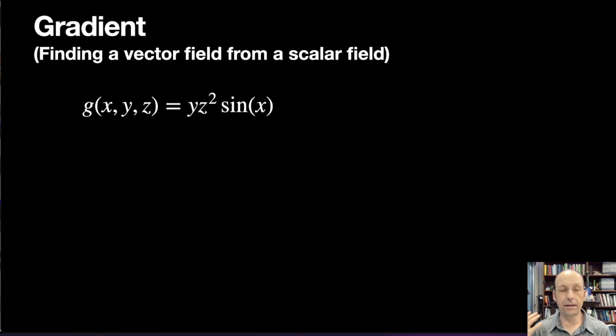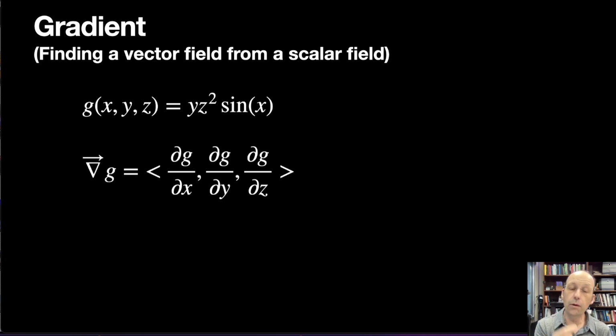I just completely made this up. So here's my function g of x, y, and z that returns a single value. It returns a scalar value. So y z squared times sine of x. I don't even know why I put sine x in there. I just wanted to make it a little spicy, you know, even though the units wouldn't work, but whatever. So there's my function. So the gradient would just be that del operator operating on that.